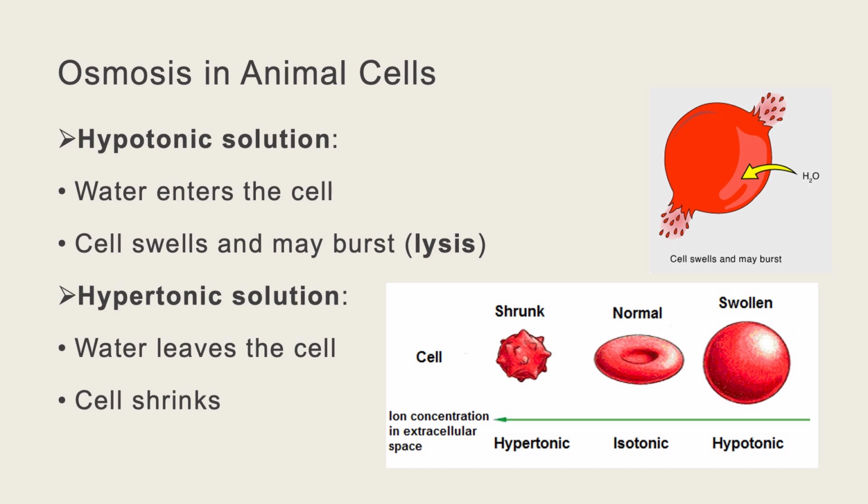In animal cells, osmosis affects cell volume, or the water content inside the cell. If an animal cell is placed in a hypotonic solution, which means a solution with a higher water potential, water enters the cell by osmosis, causing it to swell and possibly burst. This bursting is called lysis. If an animal cell is placed in a hypertonic solution, which means a solution with lower water potential, water leaves the cell by osmosis, causing it to shrink.